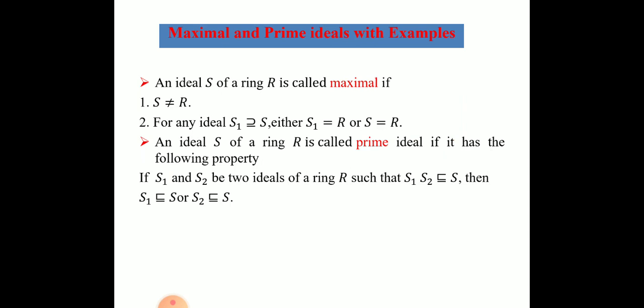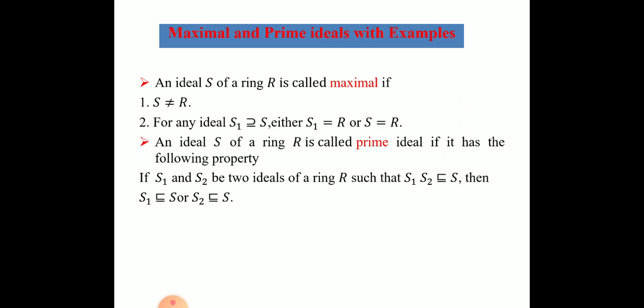And secondly, if there exists another ideal S1 containing S, then either S1 will be equal to R or S1 will be equal to S. This means to say there should not be any ideal between the ideal S and the ring R. If there exists some ideal, then either it will be equal to R or it will be equal to S.